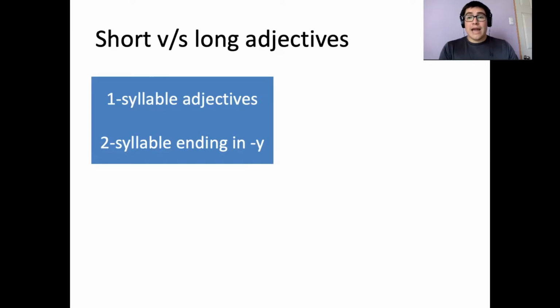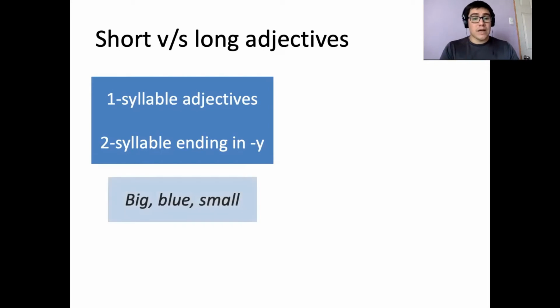So, an adjective is short if we have one syllable, if the adjective is only one syllable long. For example, big, blue, and small. Big is only one syllable, so it's a short adjective. Blue is only one syllable, and small is only one syllable. So all these adjectives are short adjectives.